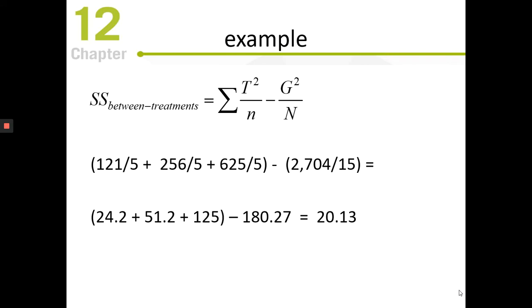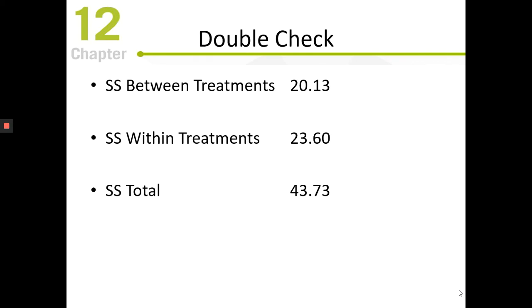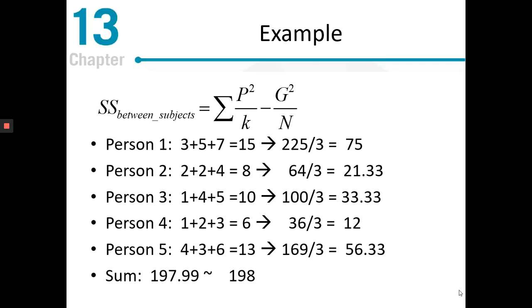The between treatments sum of squares is exactly the same as for the one-way ANOVA. You can double check this. Go back to your PowerPoint for the one-way ANOVA and check these slides. The numbers are exactly the same. So that first step is the same. Sum of squares total, sum of squares within, sum of squares between treatments. These numbers are the same. They add up: between plus within equals total.